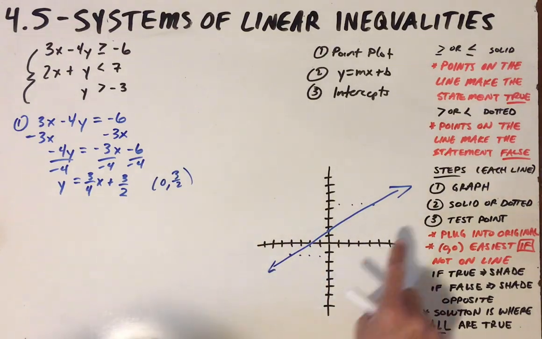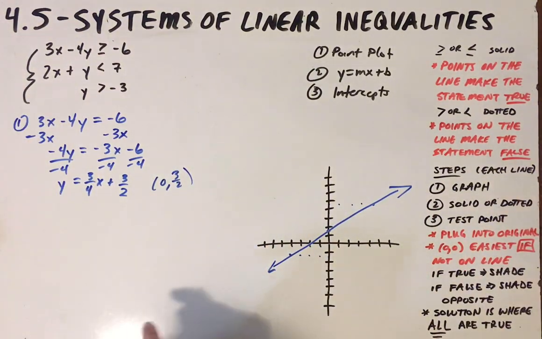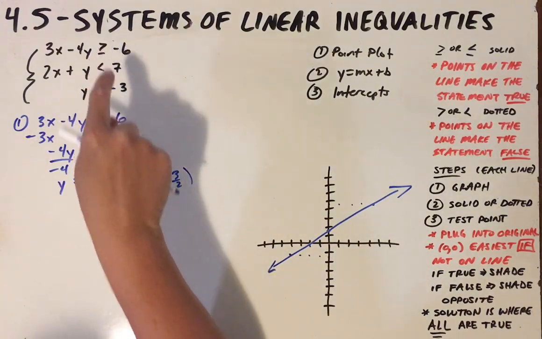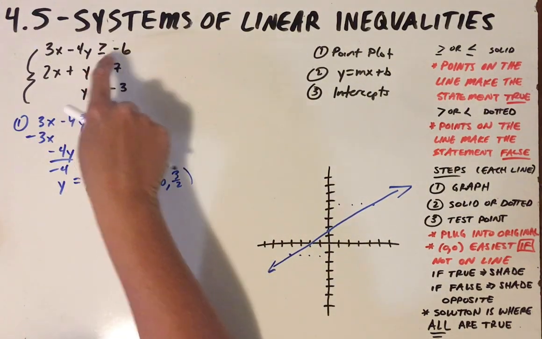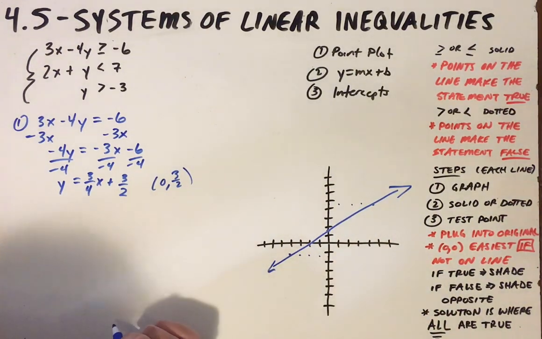The second thing I'm going to do with the blue line, for each line I'm going to go through all these steps. The second thing I'm going to do is say, is this line solid or dotted? Well, because the blue line has an equal to, this line is going to be solid. So I'm going to leave it solid. And now I want to choose a test point for the blue line. So we'll do just the blue all at one time.